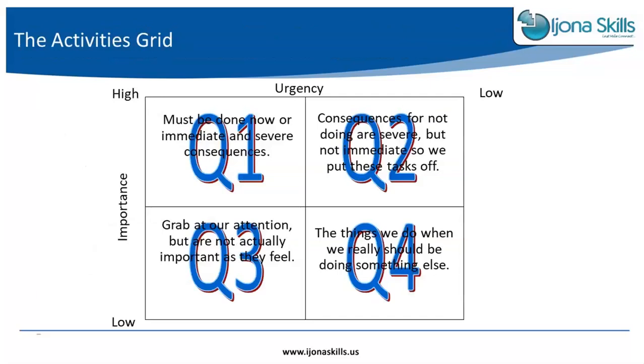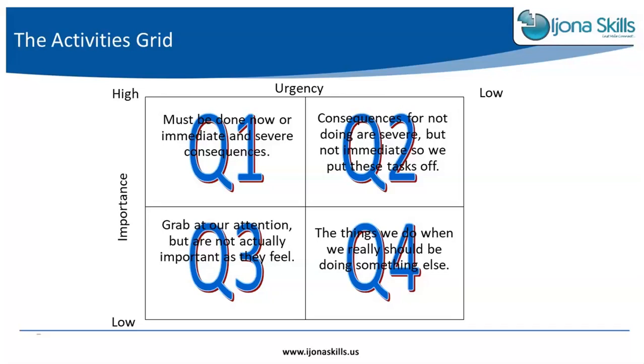So when we take into account urgency and importance, we take into account the whole sum of activities. And there are some activities, we share this with people on our team. Some activities are of both high importance and high urgency. These are quadrant 1 activities, and these must be done now, or else there will be both immediate and severe consequences.